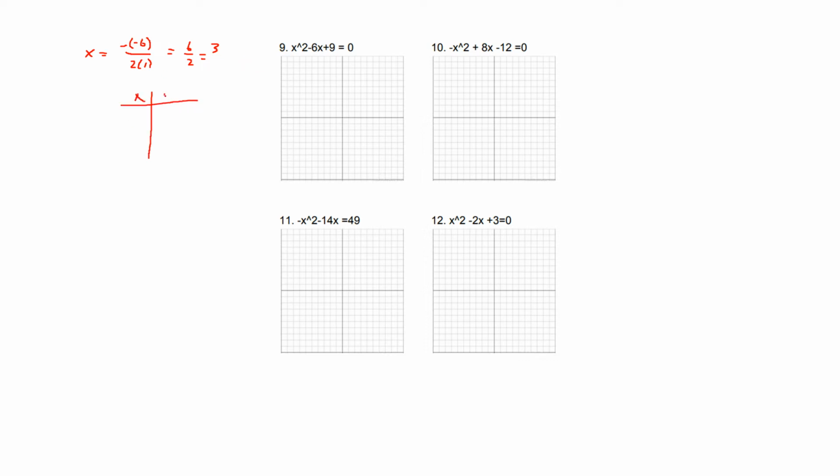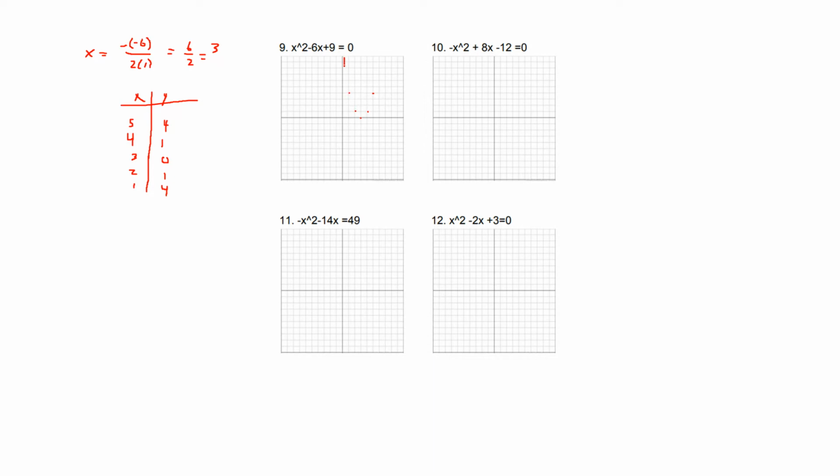If we were to draw a table, we have 5, 4, 3, 2, 1. 5 is 4. 4 is 1. 3 is 0. 2 is 1 and 1 is 4. Okay. So if you go to 5, go up 4. 4 is 1. 3 is 0. 2 is 1. And 1 is 4.